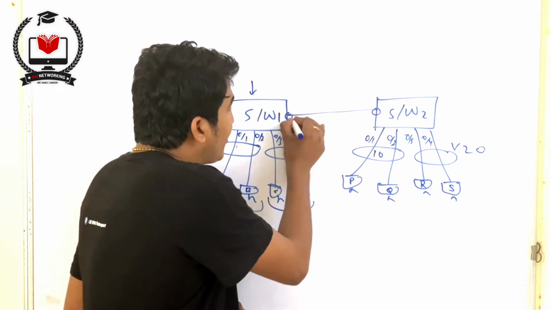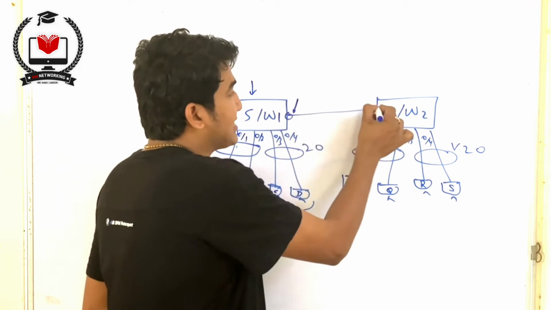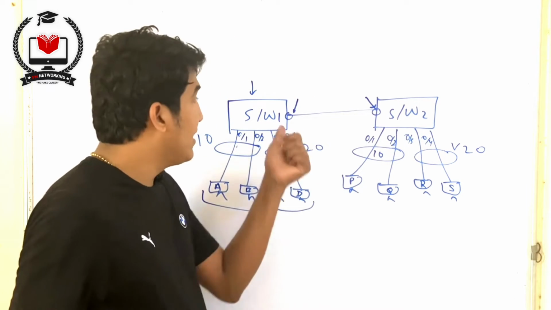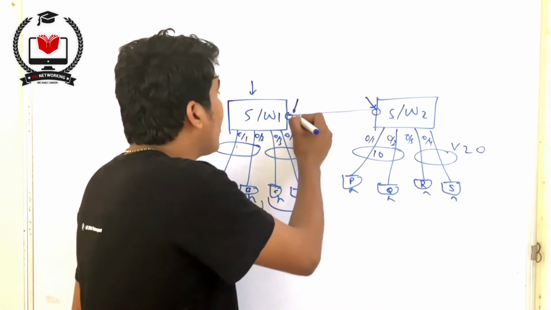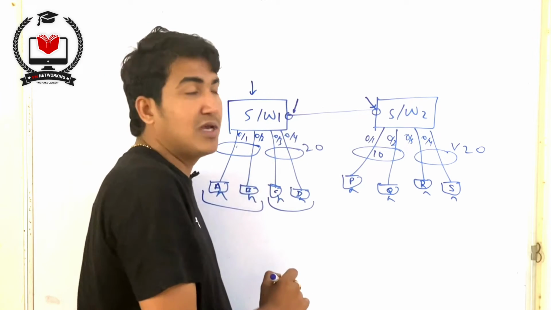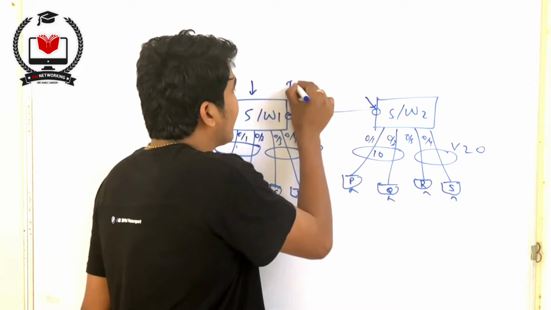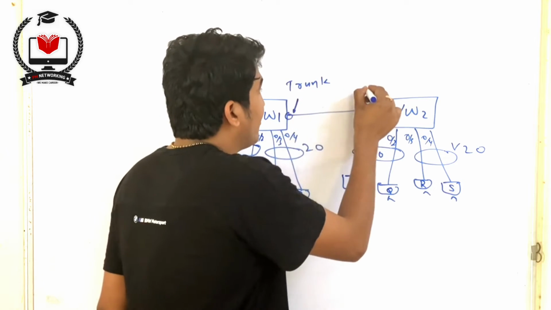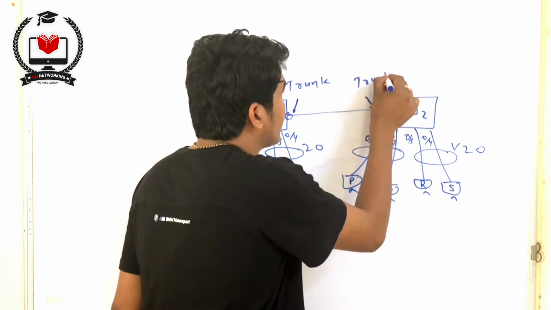So by default, this port is a member of VLAN 1. In the same way, this port is also a member of VLAN 1. But I want to support traffic of all VLANs on these two ports. So what can we configure? Trunk. Trunk over here also and trunk over here also.